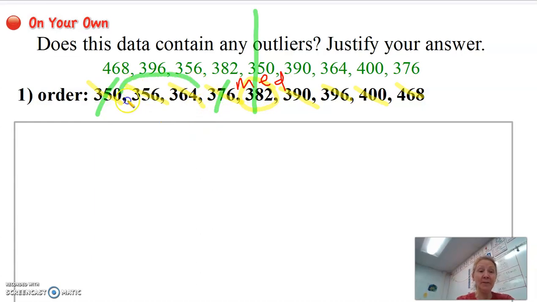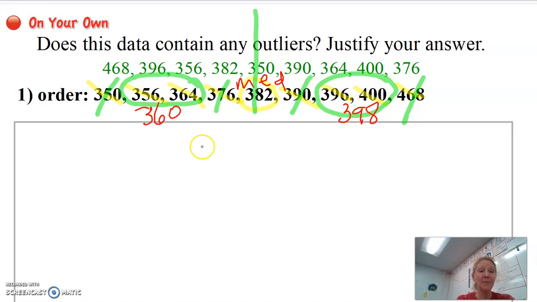Oops, I'm done. There are 2 numbers in the middle. The middle of 356 and 364, if you can't picture it, you add them and divide by 2. You should get 360. That's the Q1. I'm going to do the same thing with the upper half of the data. Cross off, cross off. I got 2 numbers in the middle. The middle of 396 and 400 is 398.